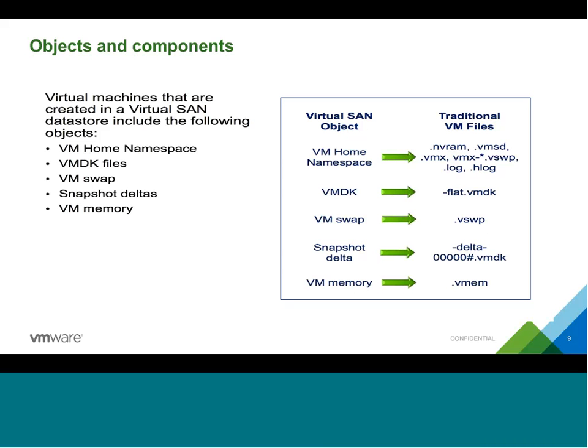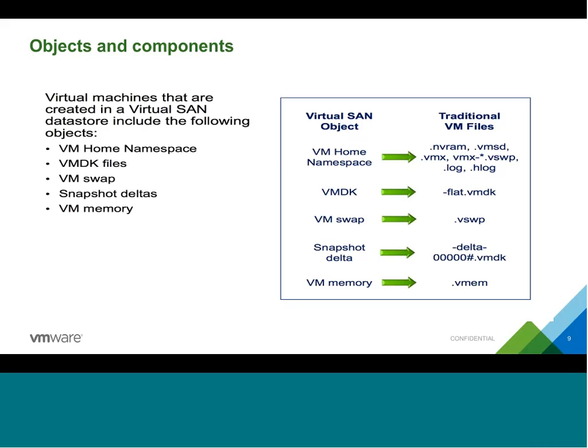By default, it would be RAID 1. There is no separate configuration for the swap file. So if I have 100 virtual machines with 8 GB each, that means 800 GB of swap file would be created with RAID 1. That would be 1.6 terabyte. So you need to consider those configurations when you design or size the vSAN datastore.